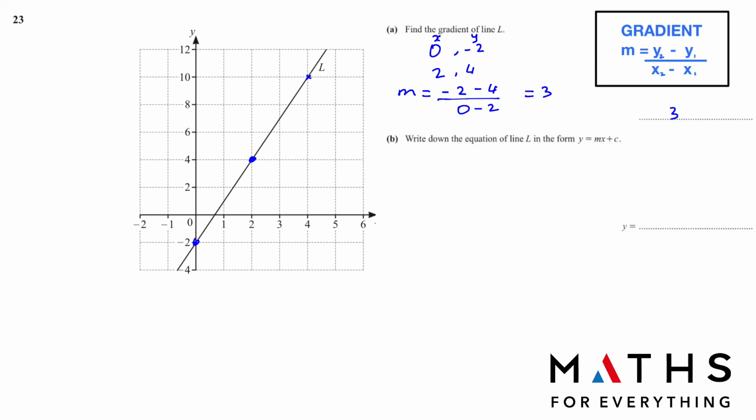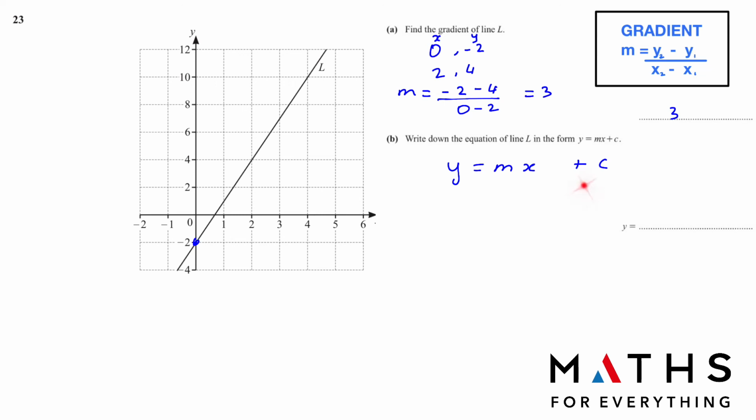Now we need to find the equation of the line in the form y is equal to mx plus c. Normally, for solving y is equal to mx plus c, we take any one point, 0 and negative 2 or 2 and 4. The x and the y we replace, with the gradient, and find our c. But for this question, we don't need to do that.